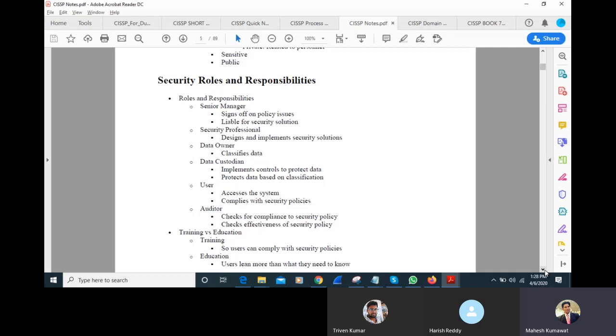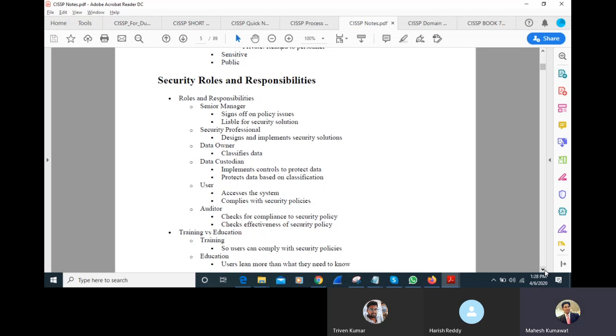The data custodian implements controls to protect data, and protects data based on classifications. So first of all, the data owner says this is top secret data, and the custodian provides the controls to protect this data at any point of time. It's very secure data, so we need to encrypt the data. Then we have to protect it. How do we protect the data?